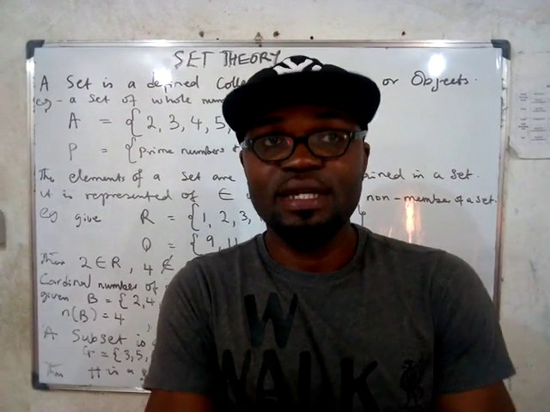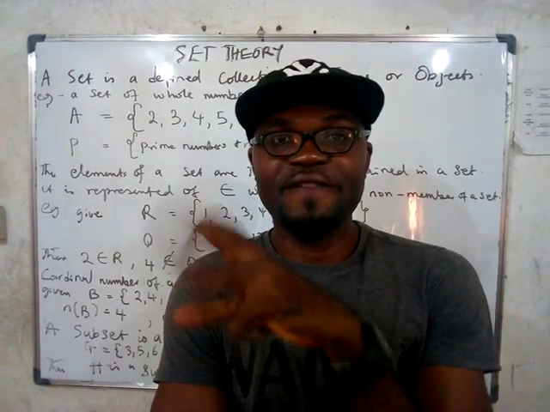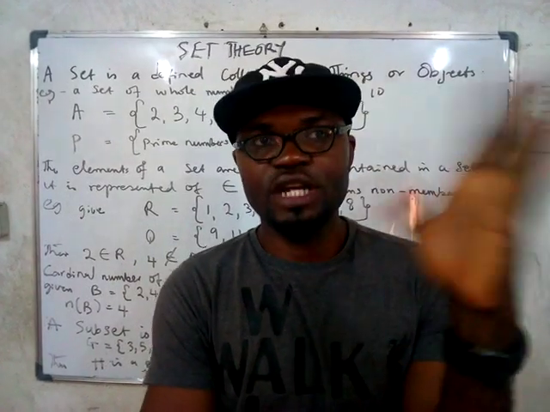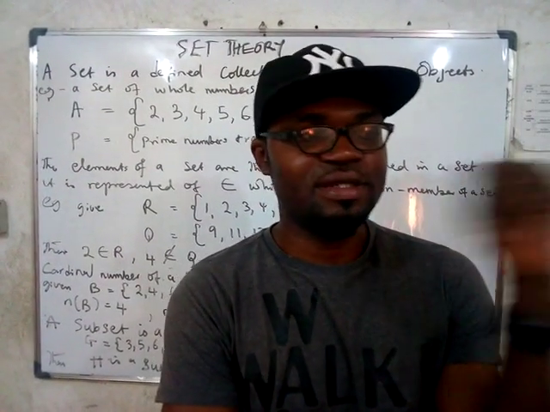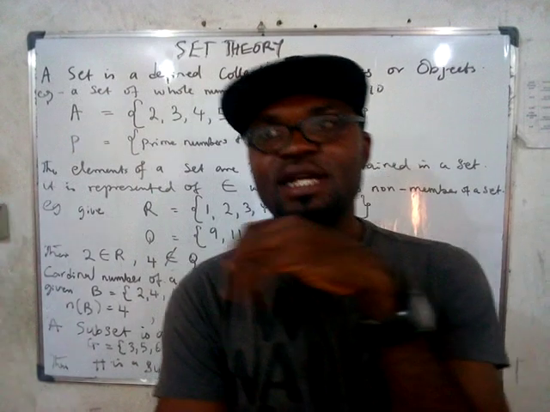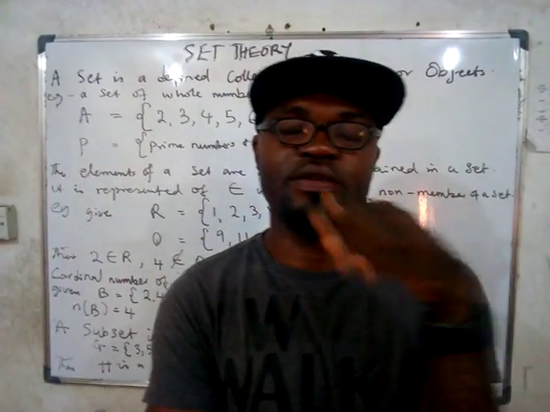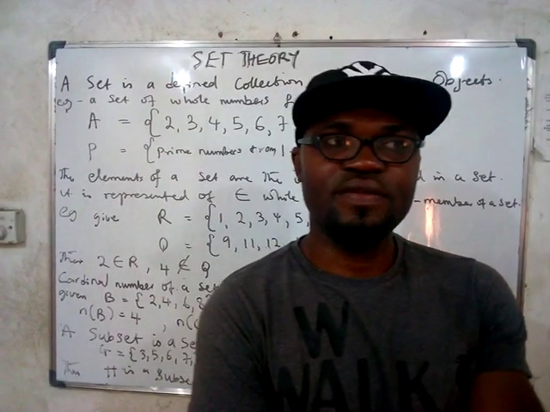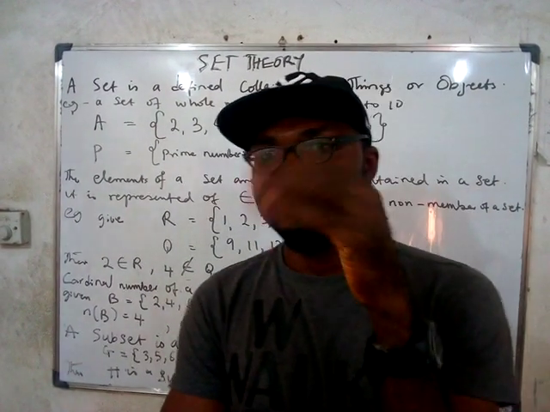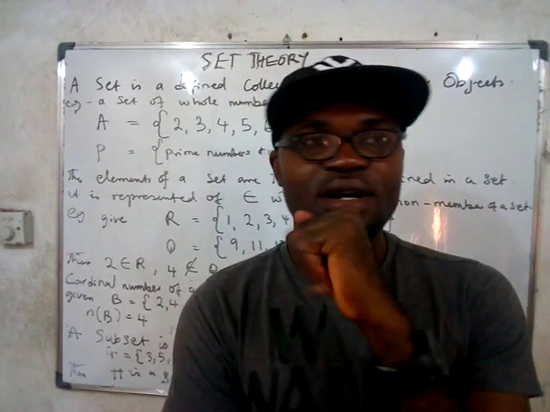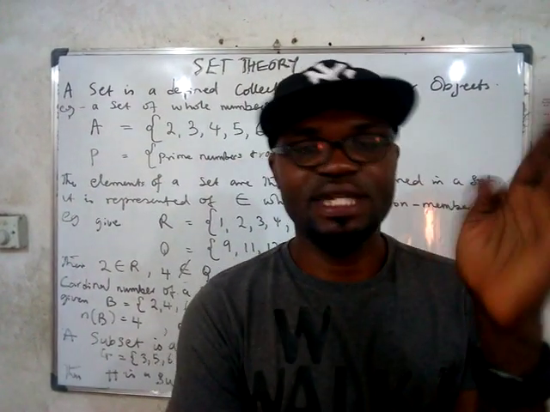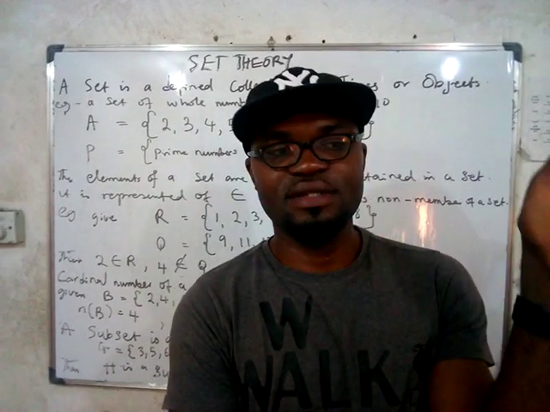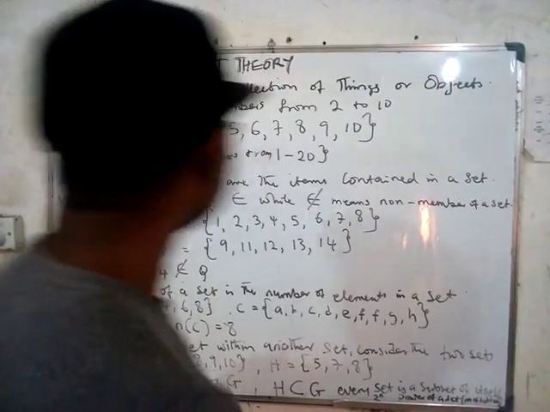What is a set? A set is a well-defined collection of objects or things. You can talk about a set like a set of whole numbers from 2 to 10. That means 2, 3, 4, 5, 6, 7, 8, 9, 10. So the elements of the set of whole numbers from 2 to 10 are 2, 3, 4, 5, 6. You separate them with commas.